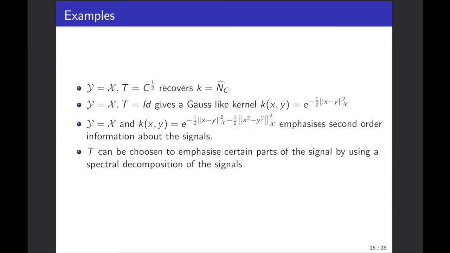And then more generally, T can be chosen to emphasize certain parts of the signal by using spectral decompositions. So in our paper, we give a general recipe and some examples about how to choose T from principal point of view and such that the resulting kernel is still characteristic.